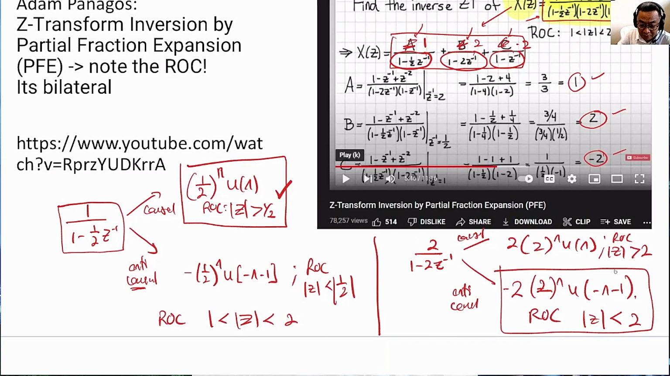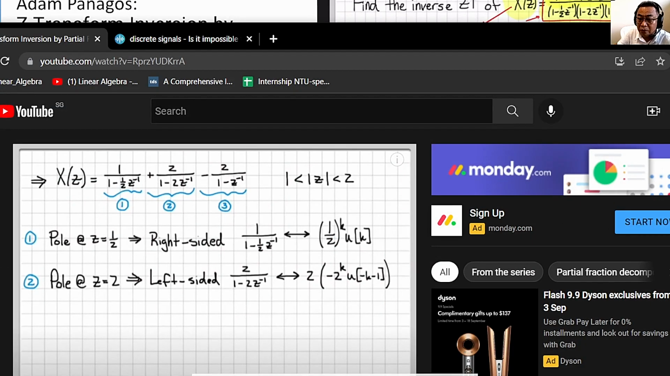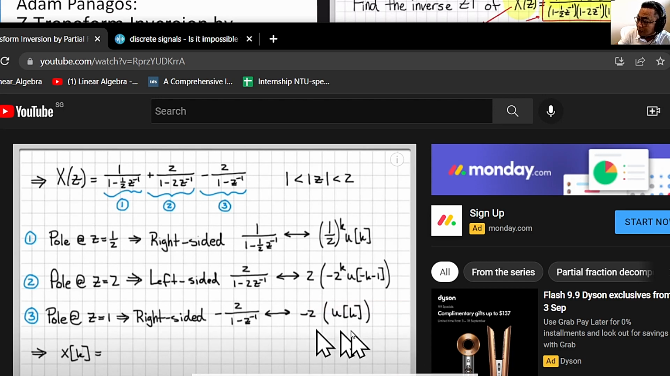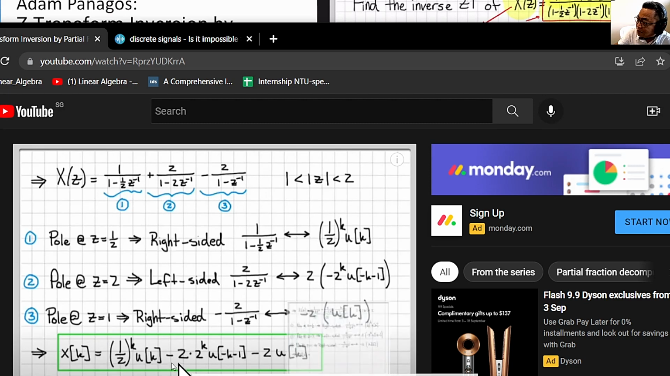Alright, let's see Panagos' solution. So he also chose the second one. I will not work through the third one, I'll just show you the answer. In the third one, he's going to choose a causal sequence. So remember that he has chosen whether it's causal or anti-causal because it is used to satisfy this constraint over here. Finally, the answer is x[k], in this case you use index k, equals (1/2)^k u[k] minus 2 times 2 to the power of k u[-k-1] minus 2 times the unit step. So this is the inverse Z transform of this.